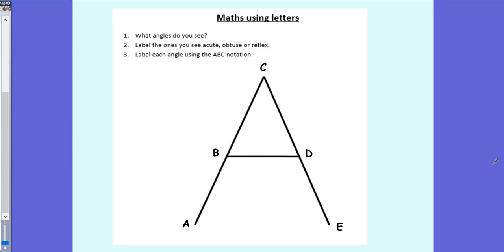And finally, in your light blue books, can you draw me the letter A, label it A, B, C, D, E, where all the points are, and can you label for me any acute angles, any obtuse angles, any reflex angles, and can you label each of those angles using the ABC notation we went through earlier this lesson? Pause the video for 5 minutes and have a go at that now for me.